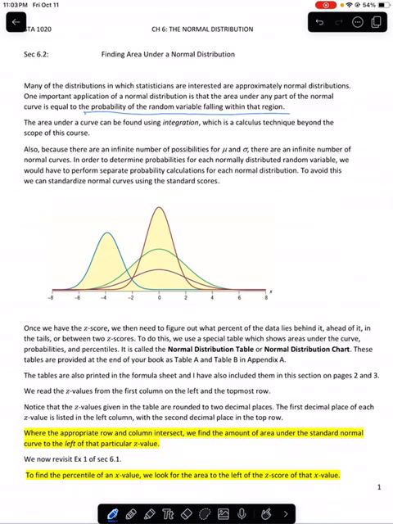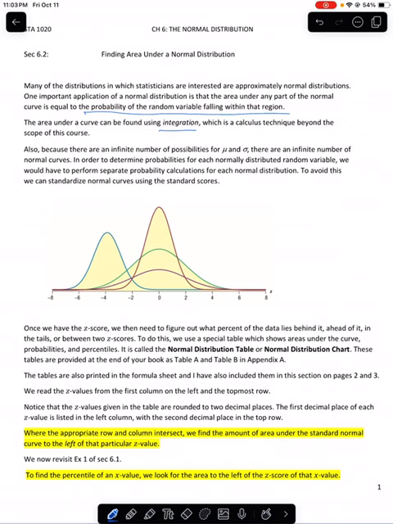So the area under the curve gives us the probability of a certain random variable whose distribution we are looking at. So it gives us the probability of that random variable falling within that region. Now, the area under a curve can be found using the method of integration, which is a calculus technique beyond the scope of this book. And so we are not going to do it by that method. So what should we do?